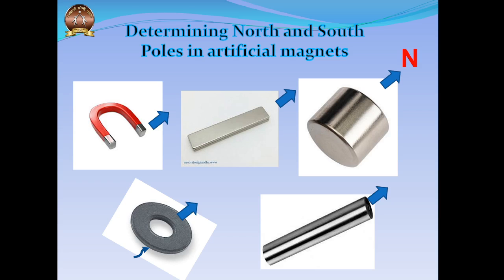Therefore, for the U magnet or the horseshoe magnet, the north pole and south pole would be like this. For the bar magnet, it would be like this. For the circular magnet, it would be like this. For the ring magnet, the north and south pole are actually on the different faces or sides of the ring, right? So the top side would be north over here and the bottom side would be south. And then we have the cylindrical magnet, which is pretty much like a bar magnet, the only difference being that it is cylindrical in shape.